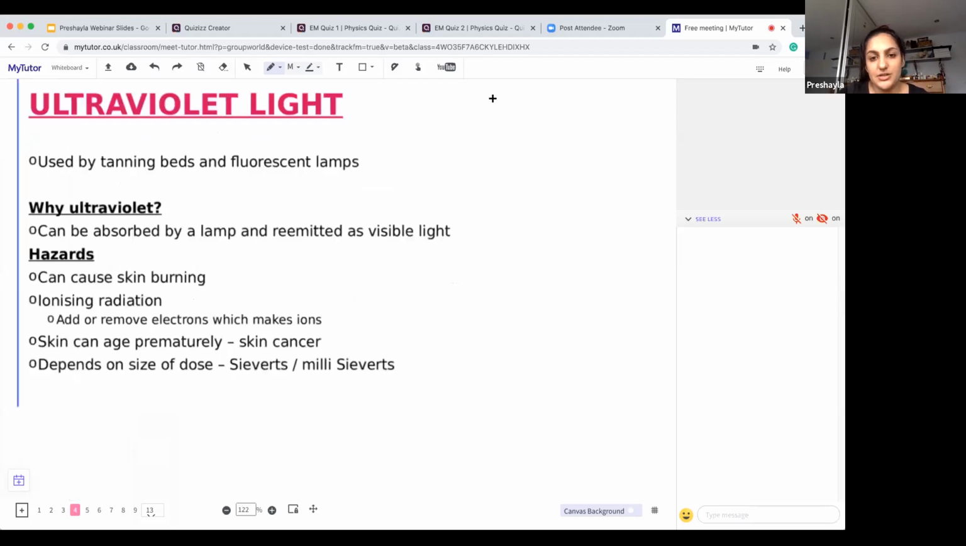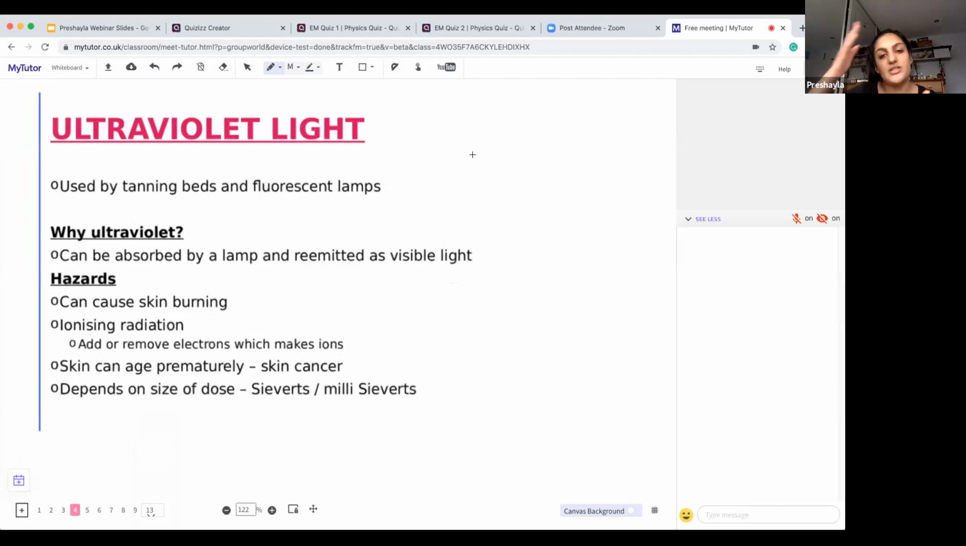So then we looked at ultraviolet light, which is us now moving to the right-hand side of the spectrum. So moving past visible light into UV. We know that the applications are tanning beds and fluorescent lamps, but why do we use ultraviolet as such? Well, ultraviolet as a radiation can be absorbed by a lamp and re-emitted as visible light. However, there are hazards, which are skin burning, skin cancer, and it's obviously an ionizing radiation, so we can really harm ourselves using these.